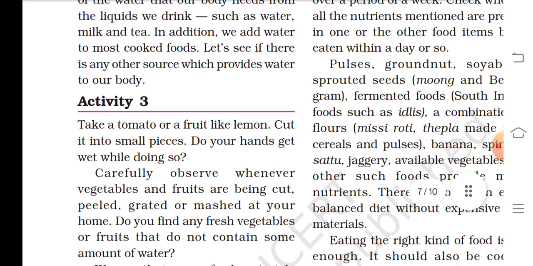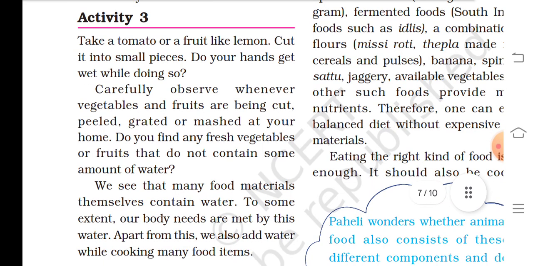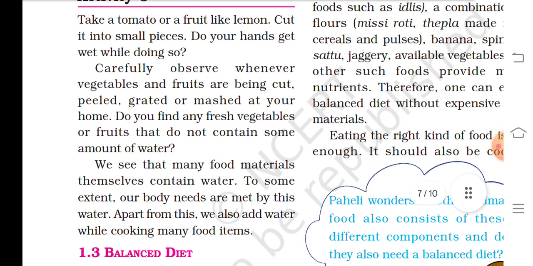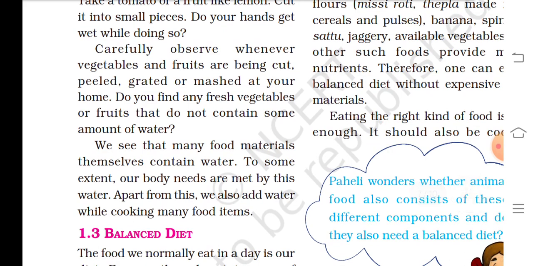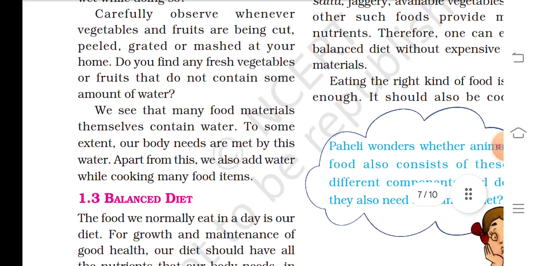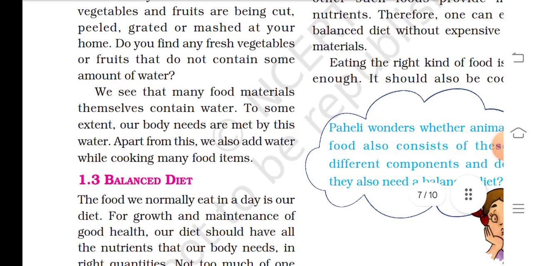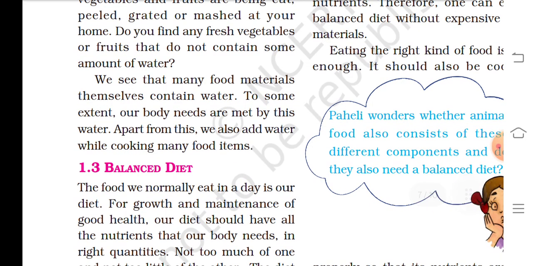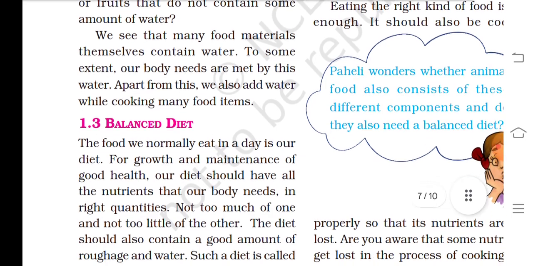Let's see if there is any other source which provides water to our body. Take a tomato, or a fruit like lemon, and cut it into small pieces. Do your hands get wet while doing so? Carefully observe whenever vegetables and fruit are being cut, peeled, grated, or mashed at your home. Do you find any fresh vegetables or fruit that do not contain some amount of water?